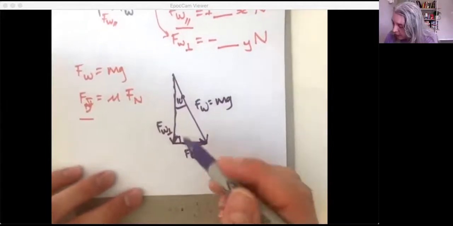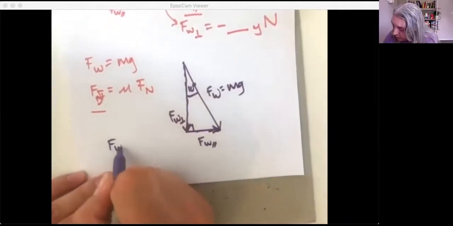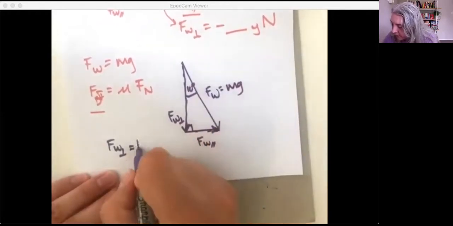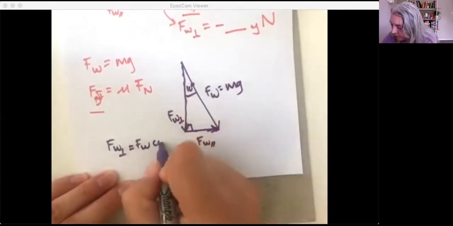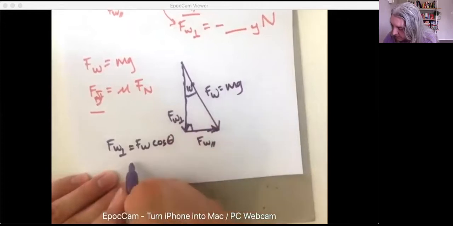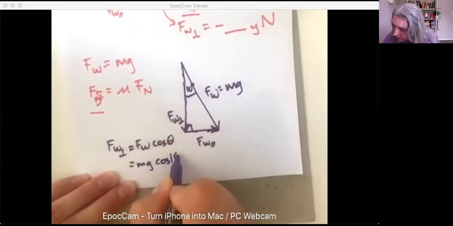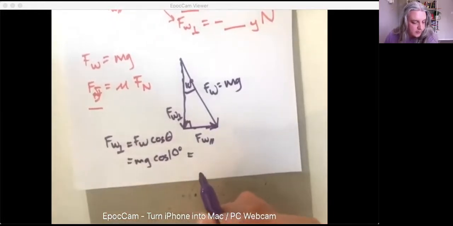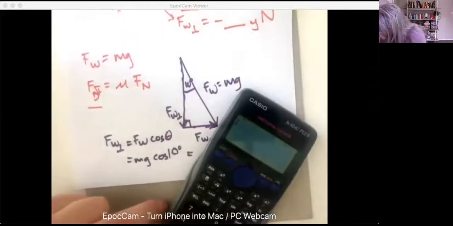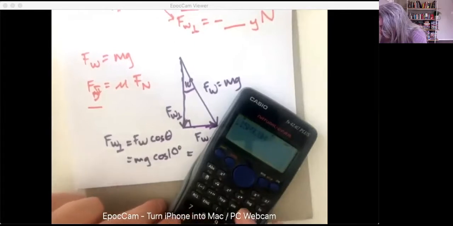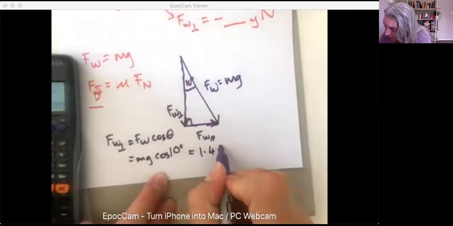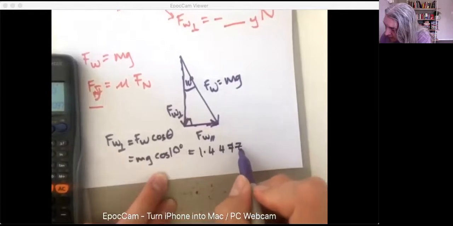That's just simple SOHCAHTOA. So we now can calculate these. If perpendicular, that is adjacent to our angle, so it is going to be FW, the hypotenuse, times the cosine of theta, which is mg cosine of 10 degrees. And if you've got your calculator, you can check that, m is 0.15, 150 grams times 9.8 times the cosine of 10 degrees. That comes out to 1.4477.